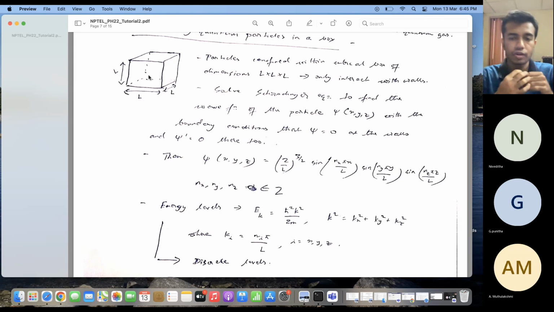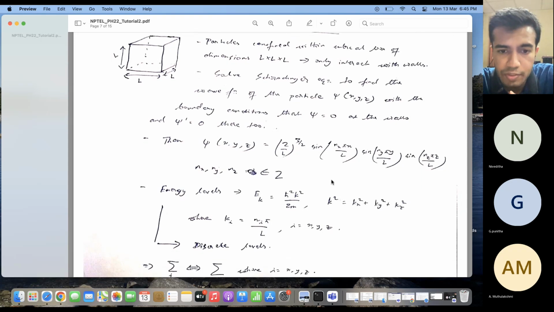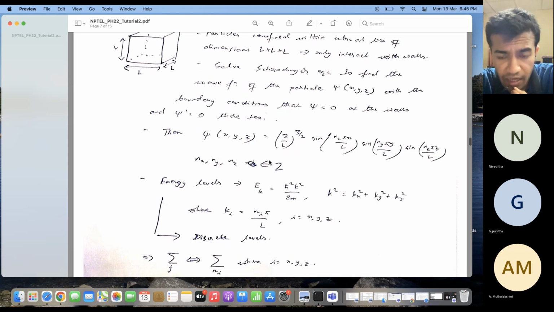And if I solve the Schrodinger's equation with these boundary conditions, then my wave function psi, which is a function of x, y, and z, turns out to be (2/L)^(3/2) sin(nx pi x/L) sin(ny pi y/L) sin(nz pi z/L), where nx, ny, and nz are basically quantum numbers. So they are constrained to have only integer values.